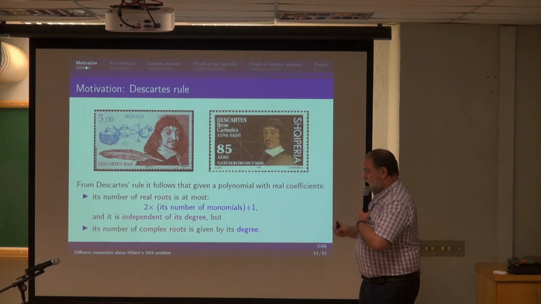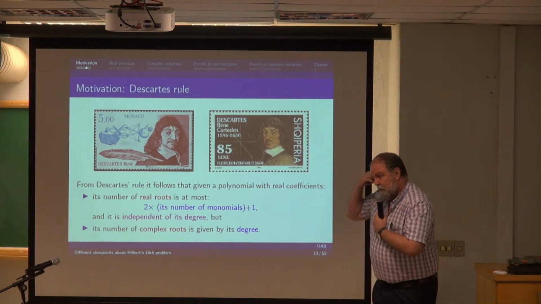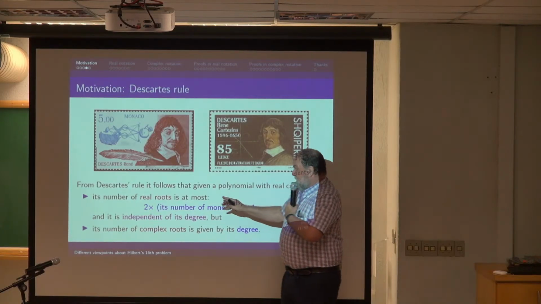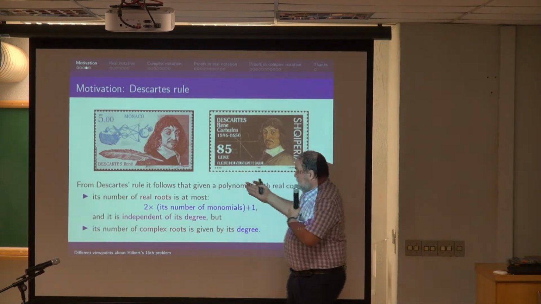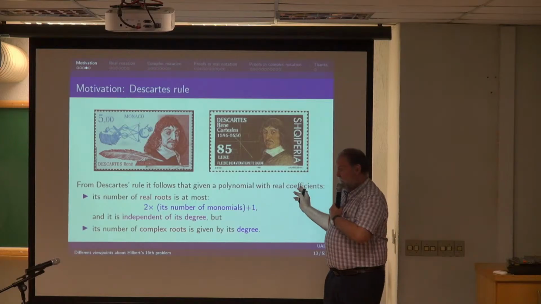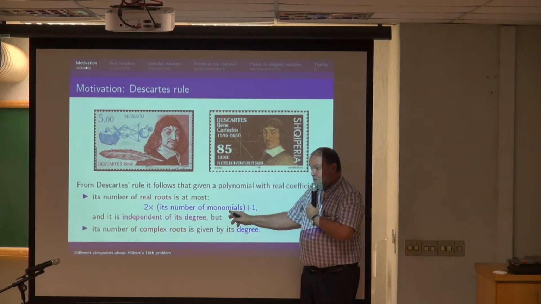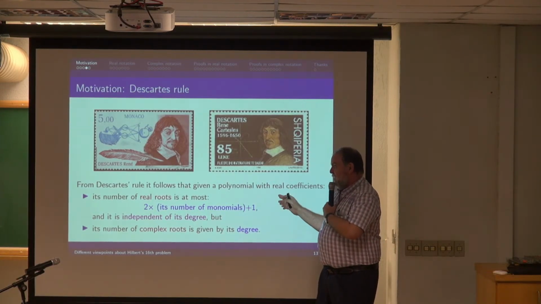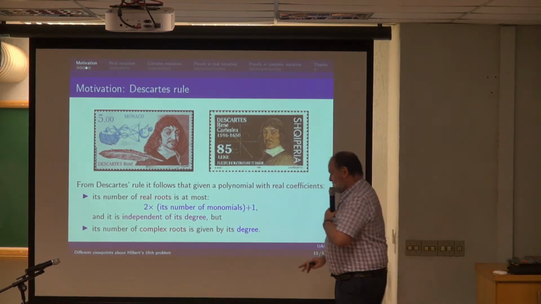Just to fix the ideas, we already know this. Forget about differential equations, think about polynomials. Think about Descartes. If you have a polynomial written in real coefficients, the number of roots is at most 2 times the number of monomials of the polynomial minus 1. Don't care about the degree. You have a polynomial of degree 1 billion, but it has 7 monomials, it has at most 15 roots. The degree is not important.